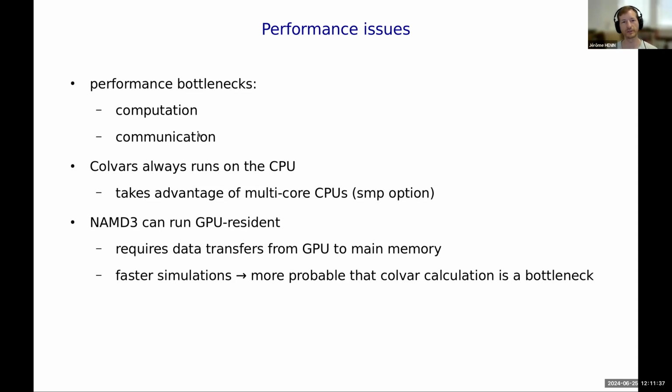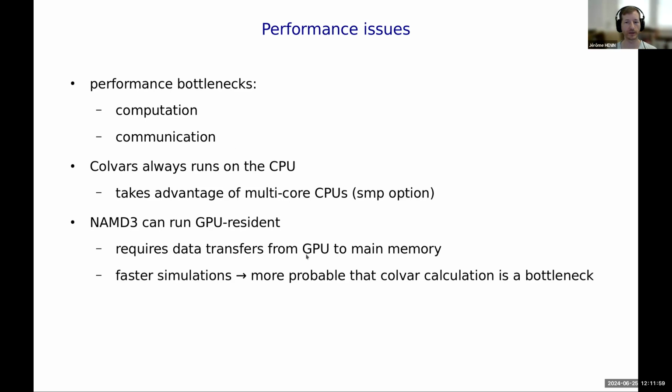So that's another way that can limit your performance. Colvars, as I said, always run on the CPU, but it does take advantage of multi-core CPUs if you have this SMP option enabled, which is default, and you can double check it by looking at your log file. NAMD 3 can run GPU resident, so as I said, it requires these data transfers.